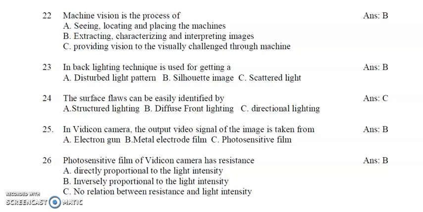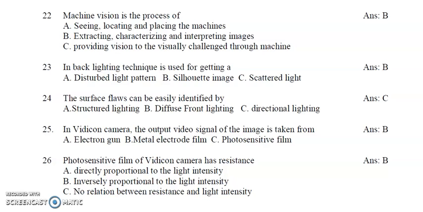Machine vision has 3 processes. It extracts, it characterizes and interprets images. So machine vision is a combination of these 3 processes. It extracts, characterizes and interprets images. So for machine vision, choice B is the right answer.